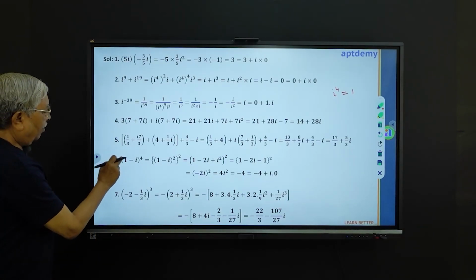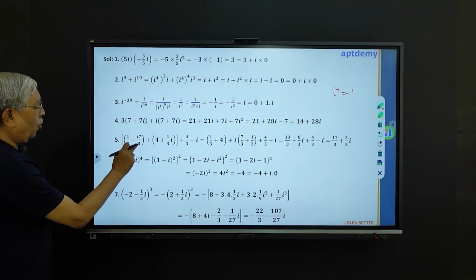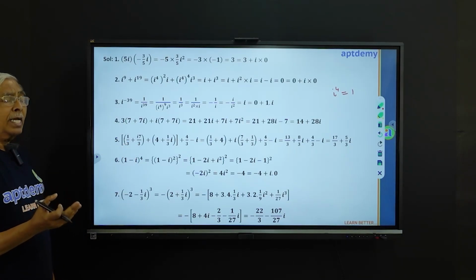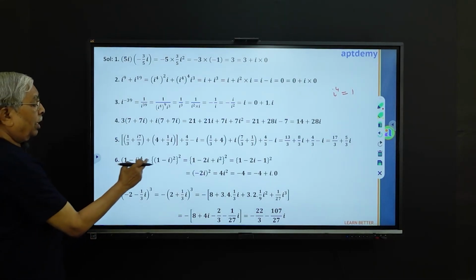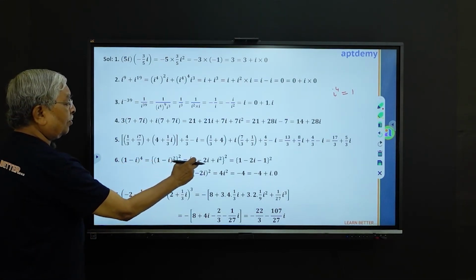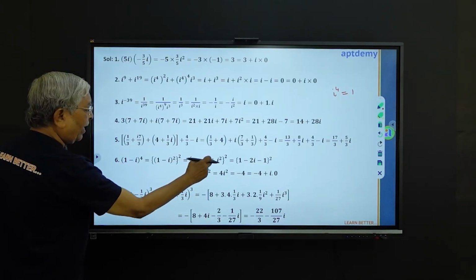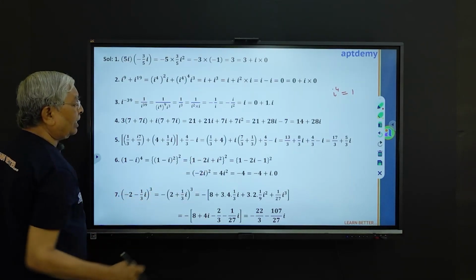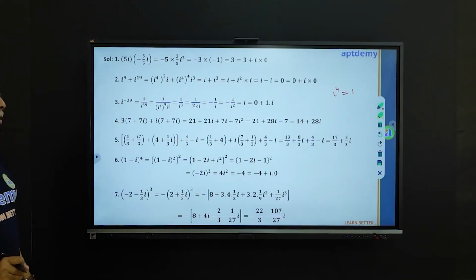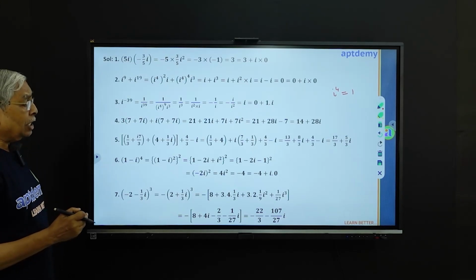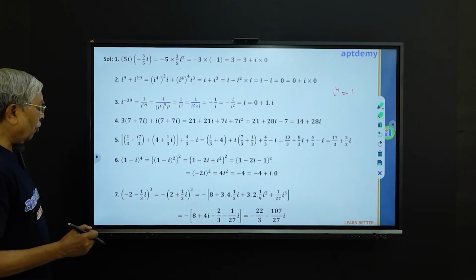Similarly, say number 6 problem, (1 minus I) whole to the power 4. We can write (1 minus I) whole square, then square. So a square minus twice ab plus b square. Because I square equals minus 1, cancel these two factors. Minus 2i whole square, that is 4i square, meaning minus 4. We can write in this form a plus ib, that means minus 4 plus I into 0.